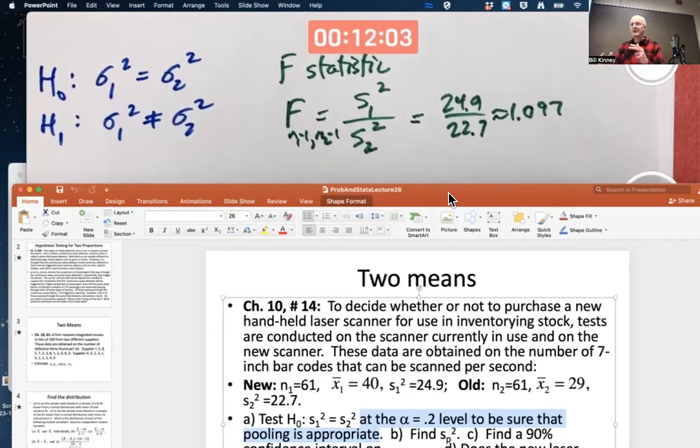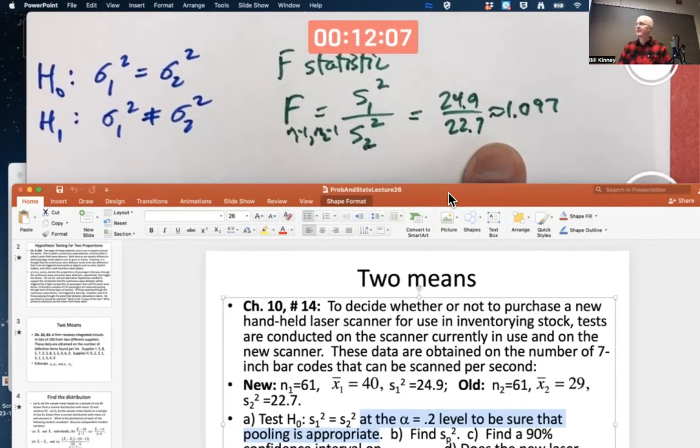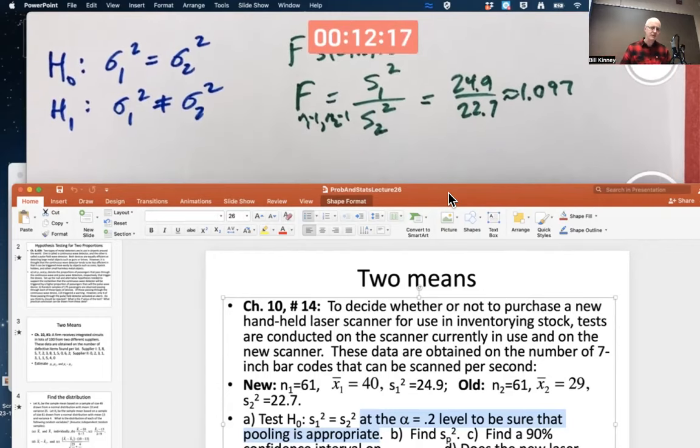You want to be able to think intuitively about these things. Probably this is not very strong evidence against the null. Probably the p-value is not very small. Probably we're not going to reject the null. But if we want to be more sure, well, then we should compute the p-value.